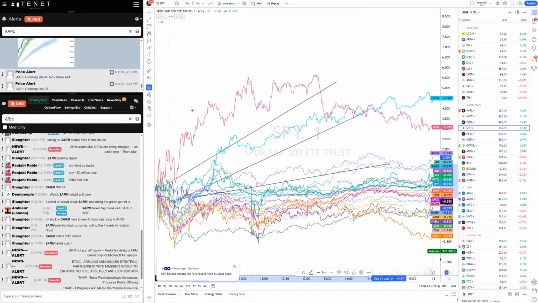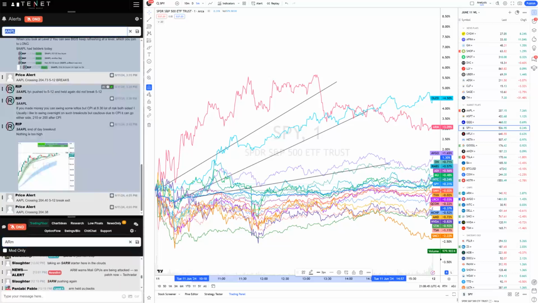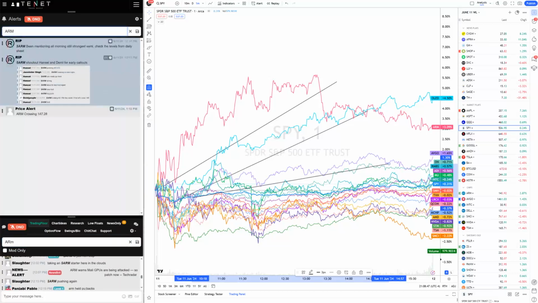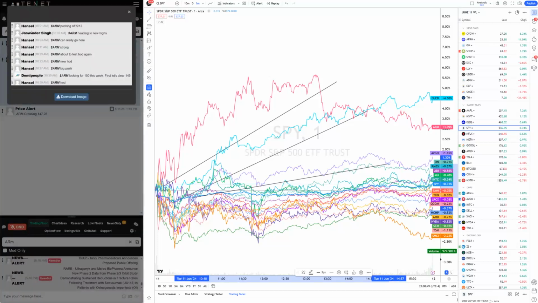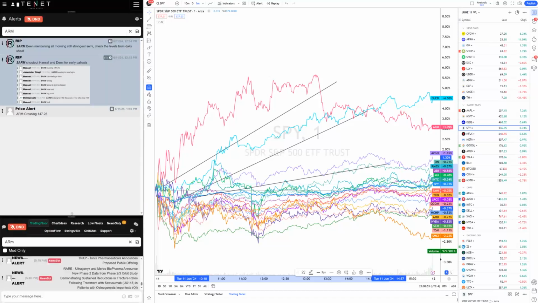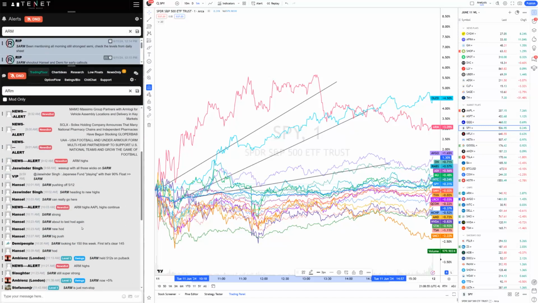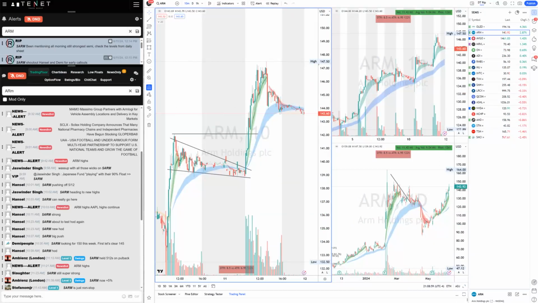So there you see the strength on ARM since morning, and that's what I was talking about in the community, and that's how the community was long. Was great idea by Hansel, Jaswinder, Demi. A lot of people in the community were on top of ARM, and we really had some good long trades and made some good money on ARM today. So let's go to the next one.